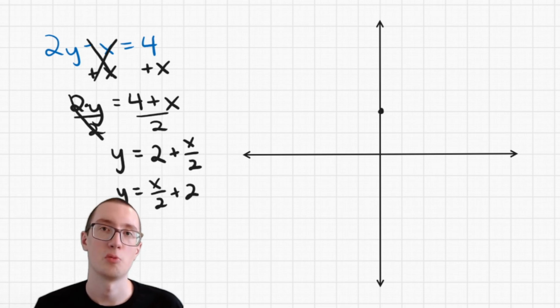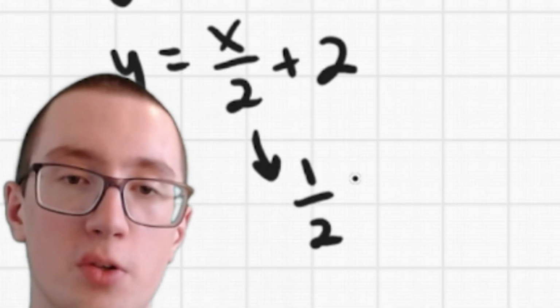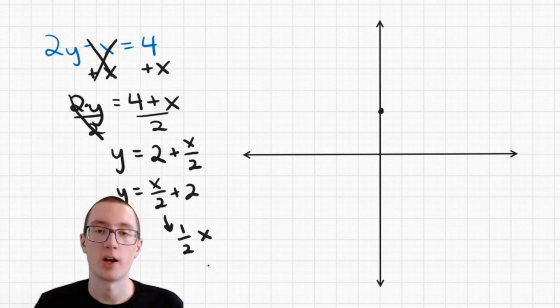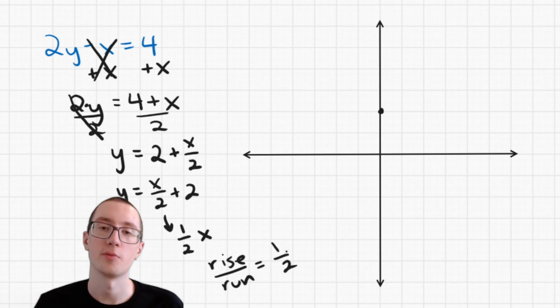But now we need to figure out the slope. And I know a lot of people can be confused because we're used to having a number and then x, but in this case we have x over a number. Well, x over 2 literally just means 1 over 2 times x. Those mean the same thing. So don't worry about having the x on the inside, just write it as 1 over 2x. So we can figure out our rise over run. Our rise is going to be 1, and our run is going to be 2.